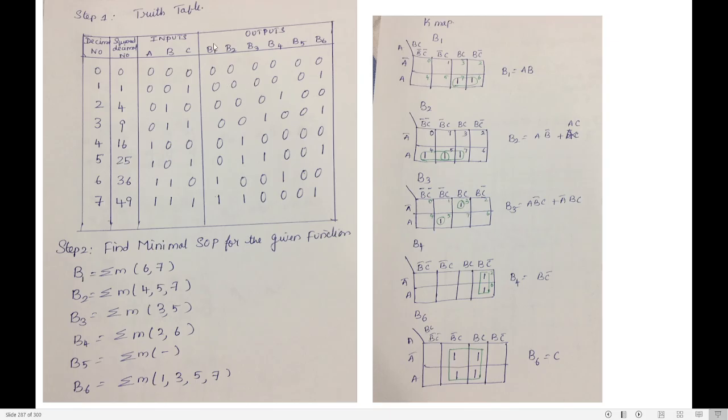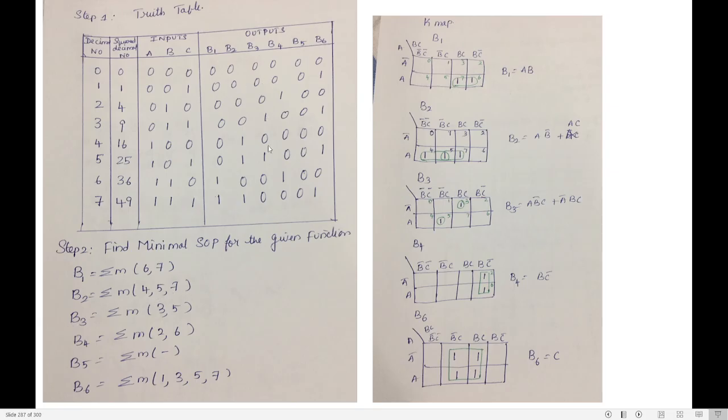What is B1? Go to B1 and see in which places B1 is highlighted. There are 2 ones in B1, in positions 6 and 7. So B1 is 1 in the 6th and 7th position. So 6 and 7. Go to B2. In B2 there are 3 ones. Can you see this? There are 3 terms: one is 4, other one is 5, other one is 7. So 4, 5, 7.